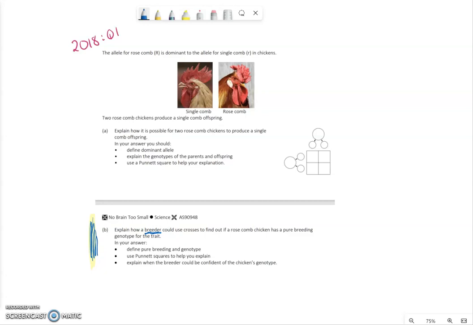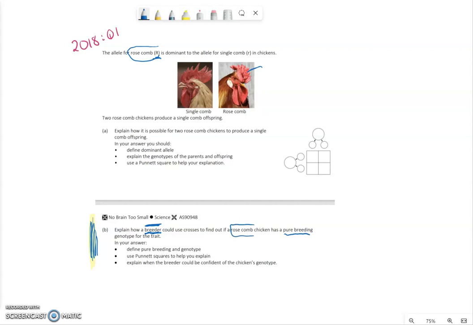The clue that I used to help me decide it was a test cross is this word here, breeder, so anything breeding plants, flowers, animals, and pure breeding. That means homozygous. It doesn't matter if it's homozygous dominant or homozygous recessive. In this case, it's about rose comb chickens. So the comb is the top part of the head, and rose comb is capital R, so it is dominant. And this breeder wants a rose combed chicken.